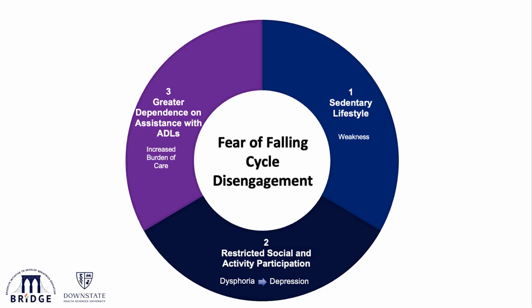And then go to the third point, that if I'm not moving as much and I'm getting weaker, feeling sadness, possibly depression, that can lead to a greater dependence on assistance. Again, the burden of care can go up. So this becomes, or can become, a vicious cycle.